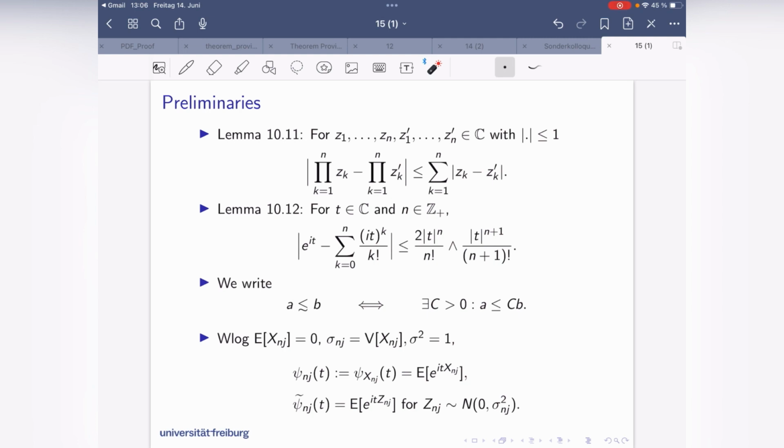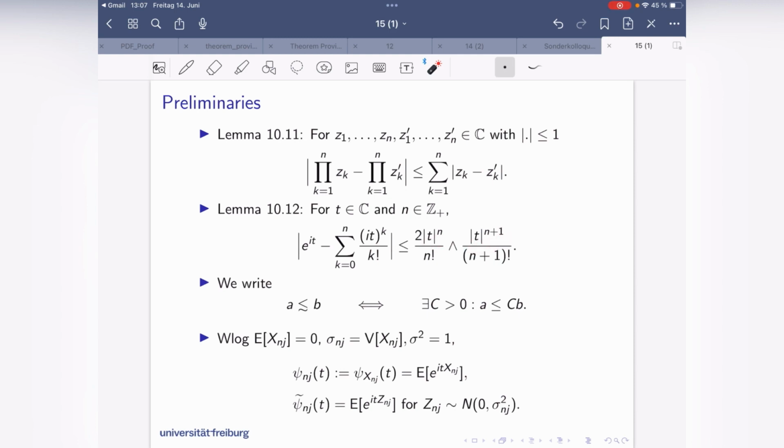So the first one is that the difference of the products is less or equal than the sum of the absolute values of the differences. And the second one is something which you may use also somewhere else. As you know, e to the it can be written as a Taylor series, which looks exactly like this here, but going up to infinity. But when you stop at n, what's the error you're making? This bounds the error, and that's this here. So there's something t to the power n and minimum t to the power n plus 1.